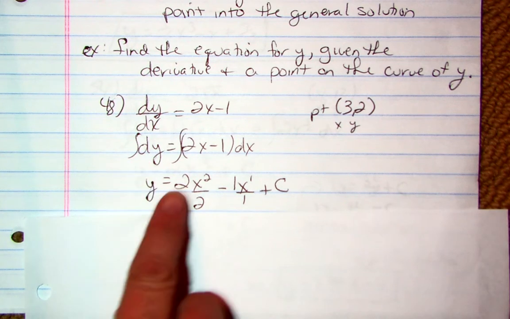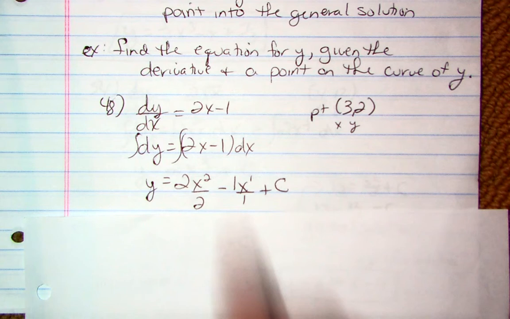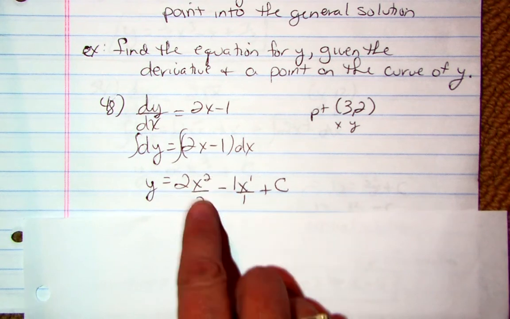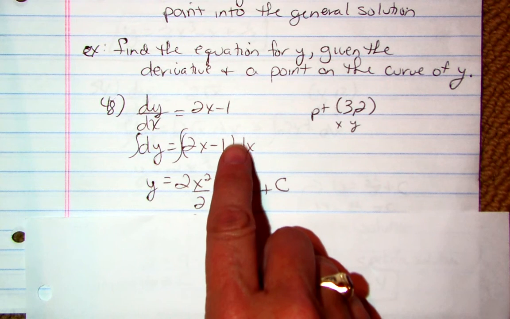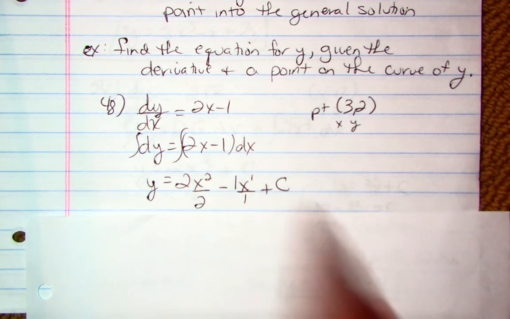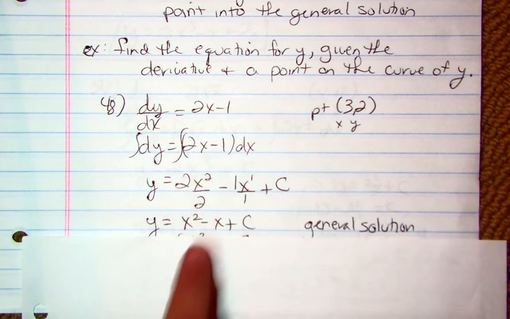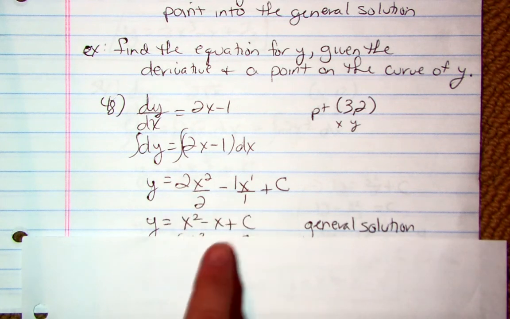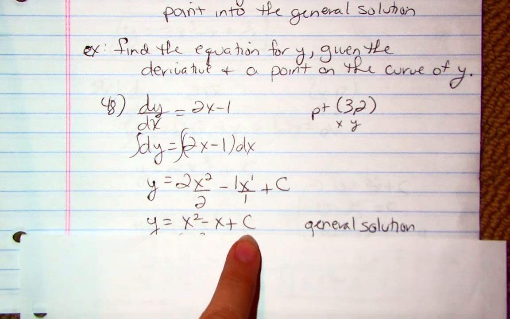So that's y equals, so remember to take the exponent, increase it by 1, and divide by that amount. Again, minus 1, that's really x to the 0 power. So now it's x to the 1 divided by 1 plus my constant of integration. You simplify that, the 2's cancel, the 1's cancel. So it's x squared minus x plus c. That is my general solution because it has a constant of integration. Again, my vertical shift going up and down.